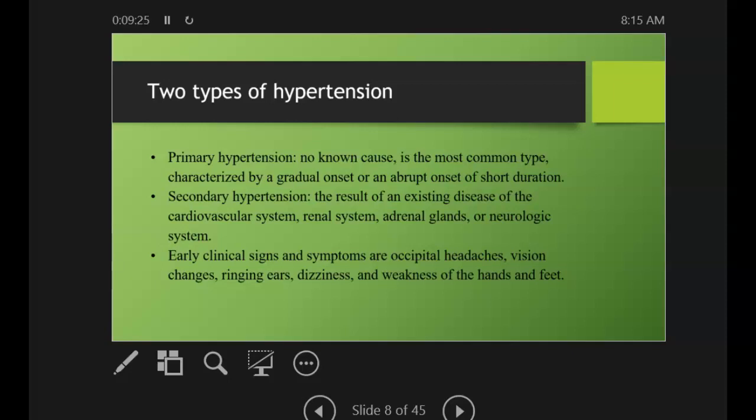As the condition persists, advanced signs and symptoms can increase, including hemorrhages, enlargement of the left ventricle, congestive heart failure, angina pectoris, and renal failure. The dental hygienist refers to patients for medical diagnosis if a hypertensive disorder is suspected. So it's our job to screen patients and then refer them to their doctor.